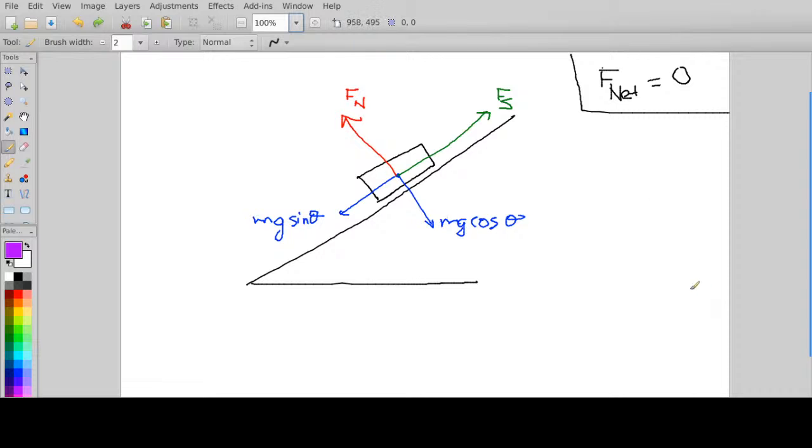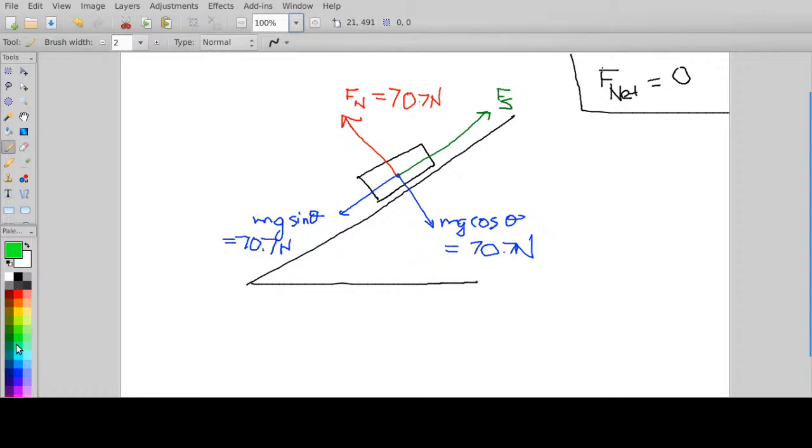We can recalculate these values, but they're the same as above because the mass didn't change, gravity didn't change, and theta didn't change. So it's still 10 times 10 times cosine of 45 degrees, which turns out to be 70.7 newtons. And this one is also 70.7 newtons, because at 45 degrees, sine and cosine are the same. The normal force has to cancel that 70.7, so that's also 70.7 newtons.